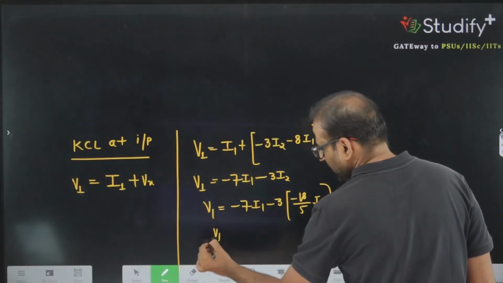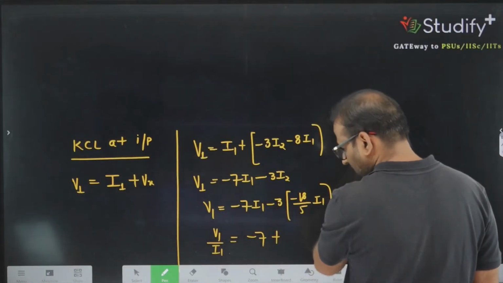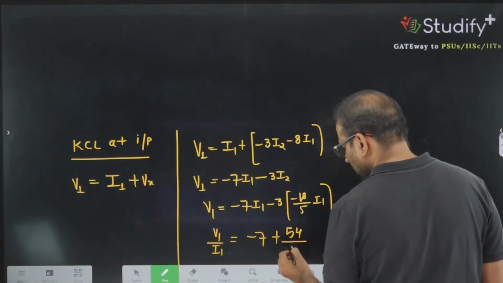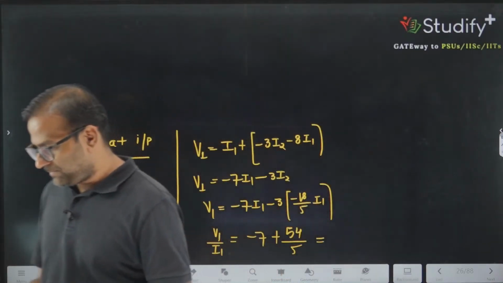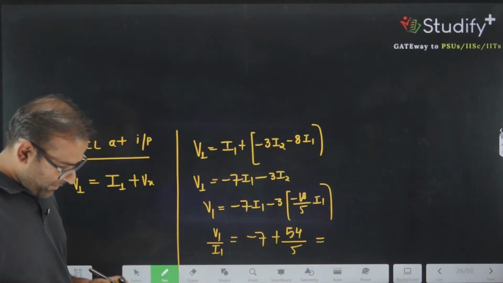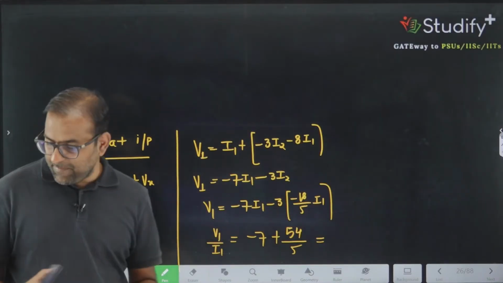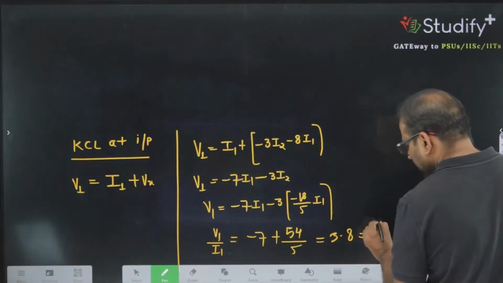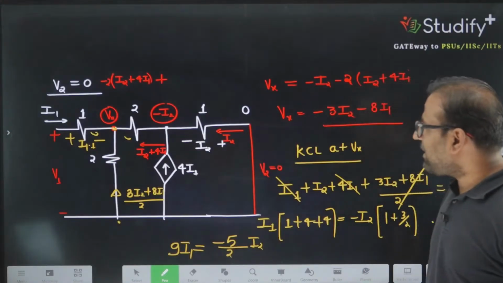Now you can say the V1 by I1 ratio is equivalent to minus 7 plus 18 into 3, 54 by 5. And this value is given by 54 by 5 minus 7, 3.8. So this value is 3.8. This is the first parameter. H11 and H21 we have calculated.